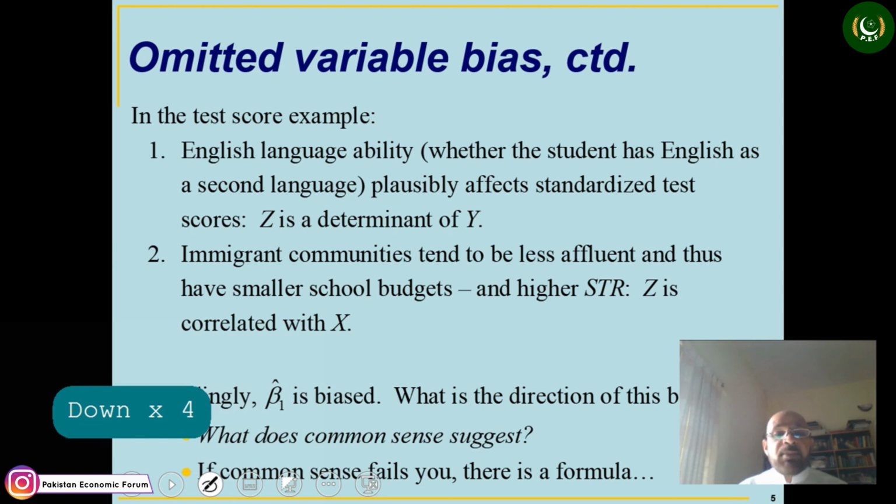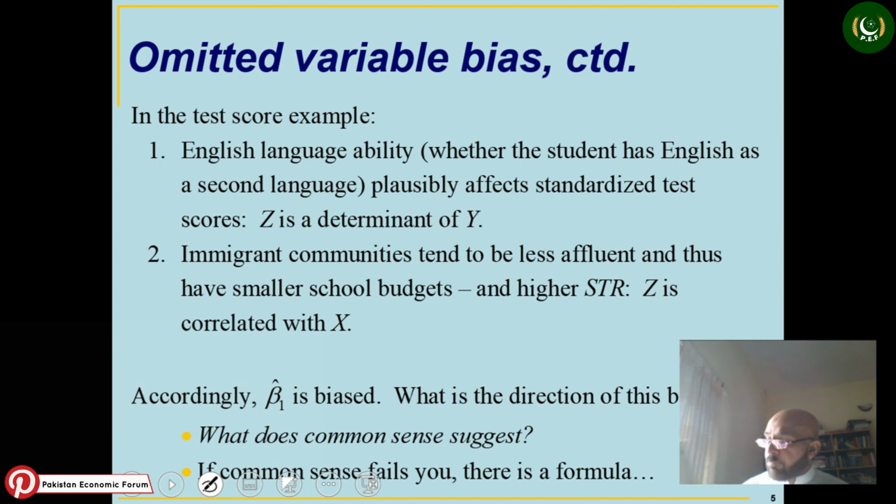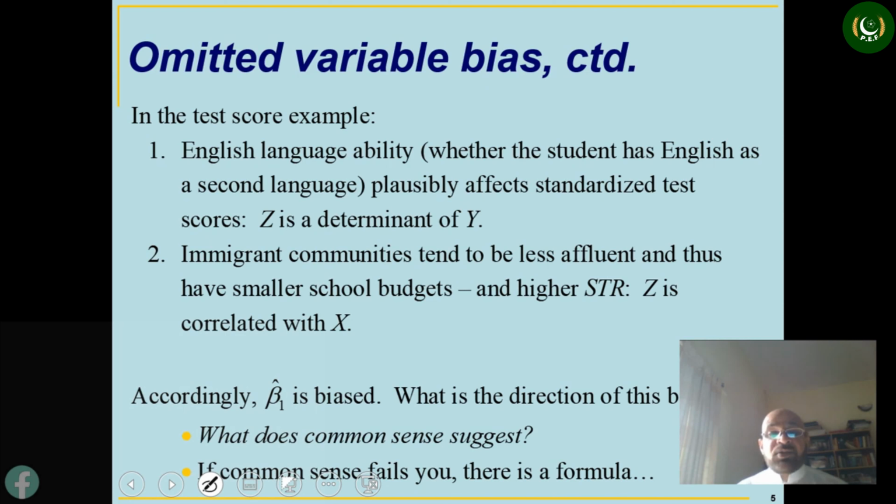In the test score example, you see California. We are taking data from California, 420 districts, the data used in Introduction to Econometrics by Stock and Watson. You can download that data. In general, there are many immigrants, particularly from Mexico, so they are non-native English speakers. Grade 1, 2, 3 English language ability matters a lot in test score. So it means that English language ability affects your test score.